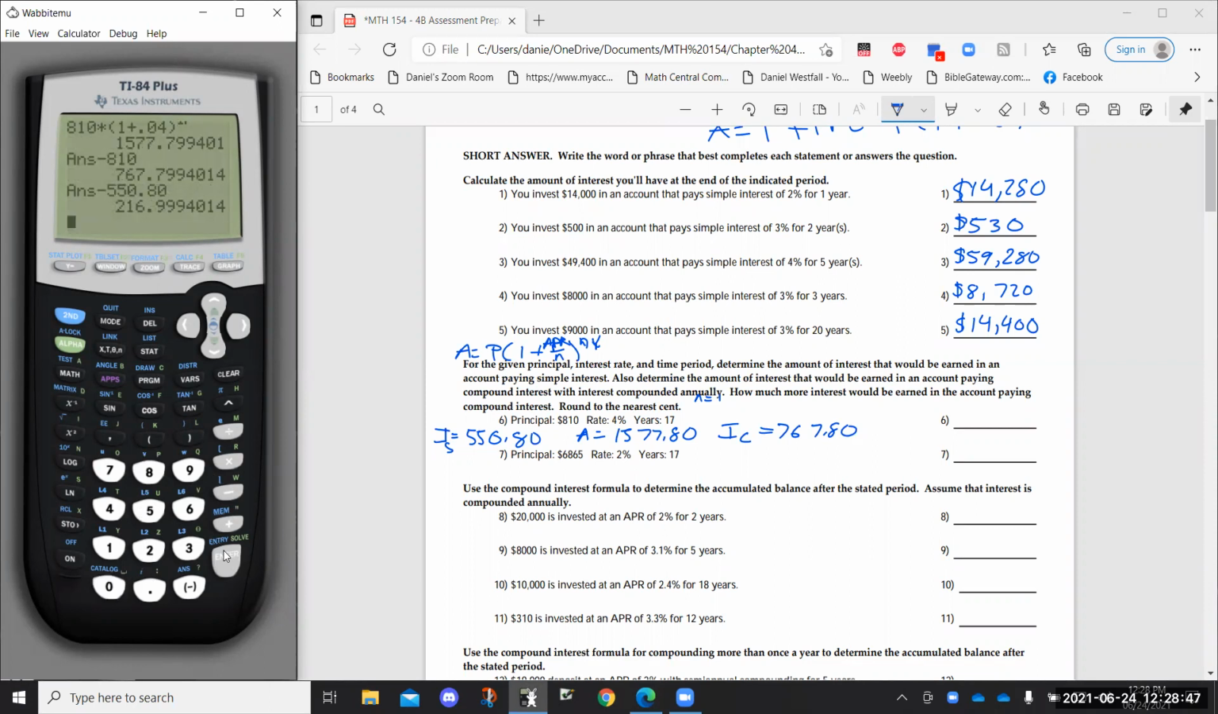And we have a difference here of $217. That's not the only thing that they're looking for, but that's the last thing, so I'll just go ahead and put that on the blank. So simple interest, total balance. Subtract the principal out of the total balance to get your compound interest, and find the difference between the compound interest minus the simple interest to get the difference rounded to the nearest cent.